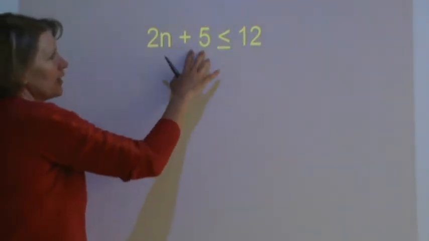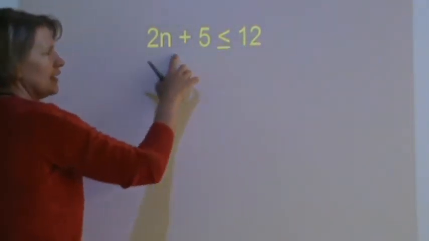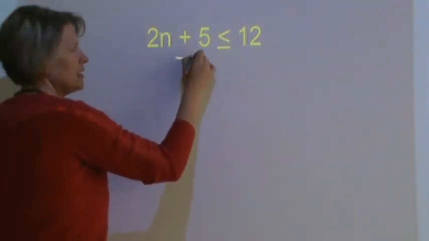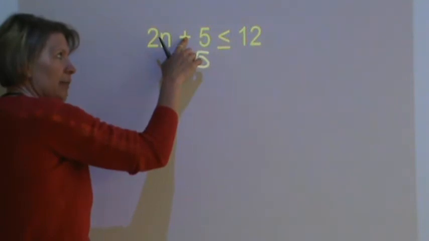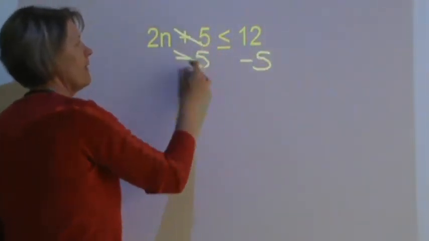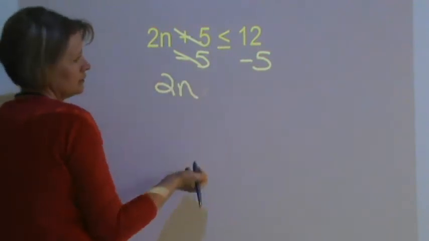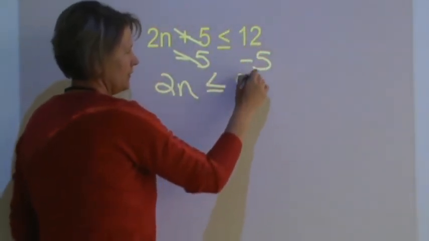We've got 2n, we've got a 5, and we've got a 12. These two are like terms. They need to get on the other side from the n. So if it's a plus 5, I'm going to minus 5. Do the opposite operation to move it to the opposite side, okay? So this becomes 2n. I don't change my sign because I'm subtracting.